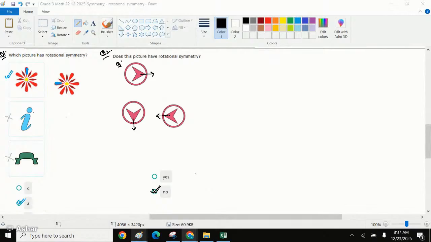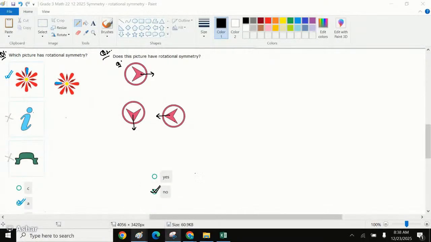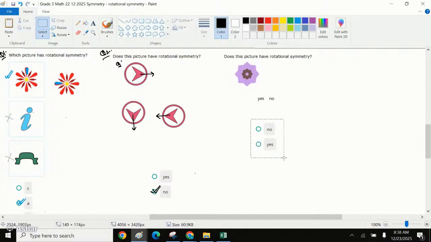Okay, the next question we have, we click on no, and it would show us whether our answer is correct or incorrect. Let's get the next question. It is a pattern. Usually patterns would have a symmetry, but sometimes they might not. So let's see in this case whether the question has a rotational symmetry or not. Question number 3 is asking us, does this picture have a rotational symmetry?